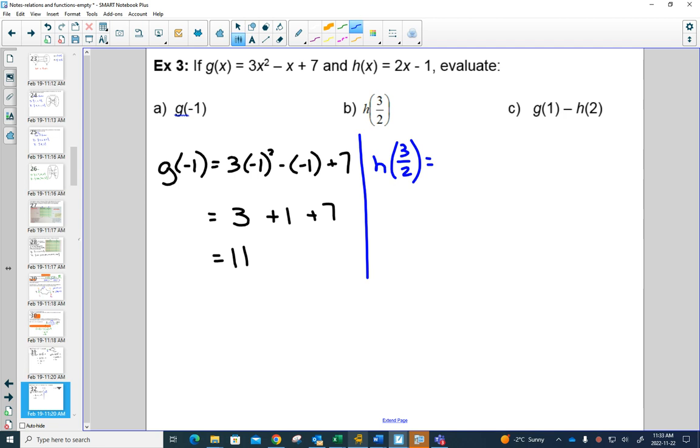Now we have fractions. Well, it's exactly the same idea. That gets replaced.